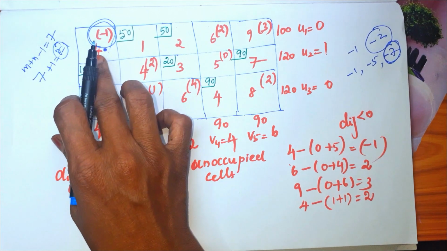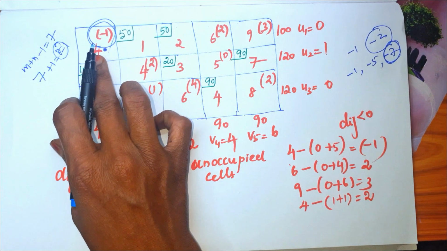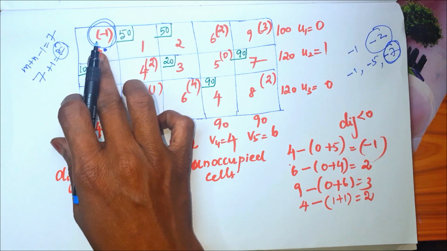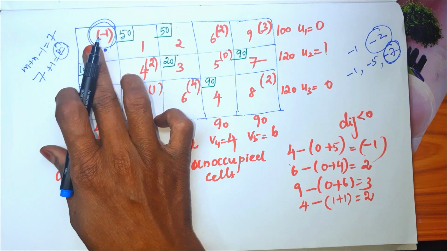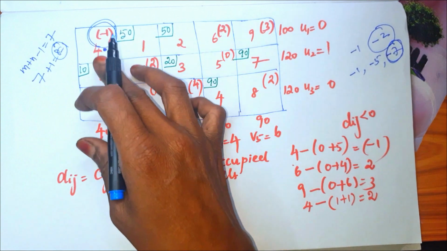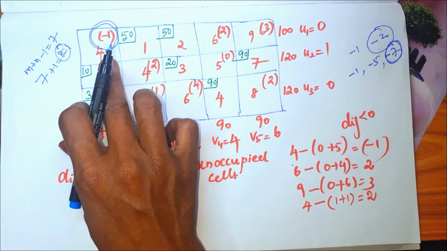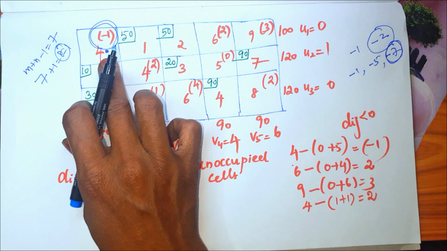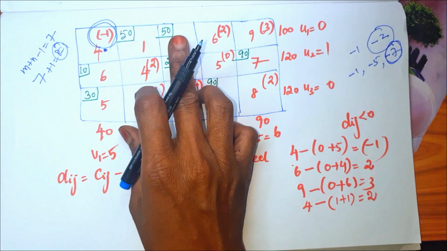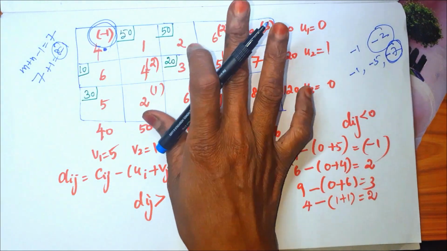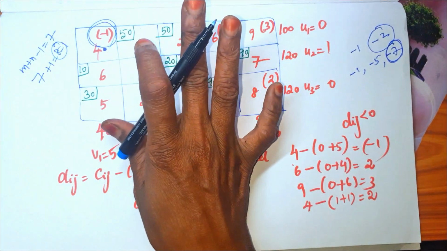The starting point is an unallotted cell, and we have to connect the allotted cells, and in every row and every column we can connect only 2 cells. I repeat, we have to start the loop from an unallotted cell, then connect all the allotted cells. In every row and every column we connect only 2 cells.